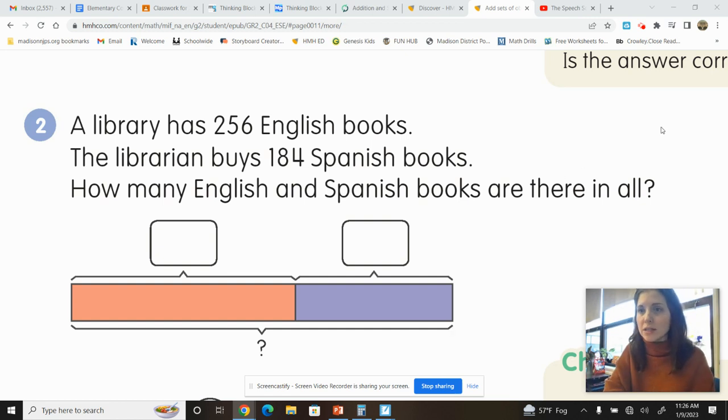So let me switch screens, and I'll show you on the dot cam how we've been solving it. A library has 256 English books. The librarian buys 184 Spanish books. How many English and Spanish books are there in all? Now, we've been talking in class about how you could easily do this on a piece of paper or in your head, but obviously, since the unit is bar models, we teach them how to use this strategy.